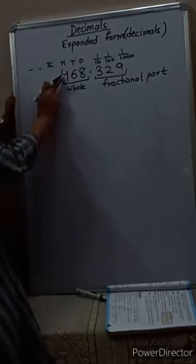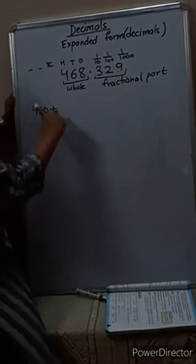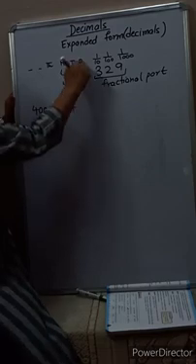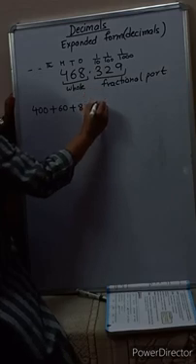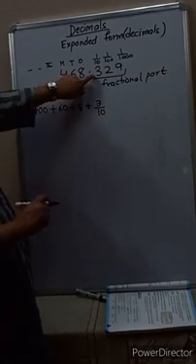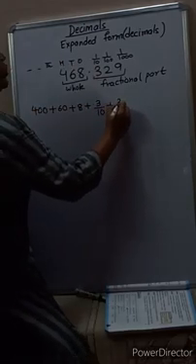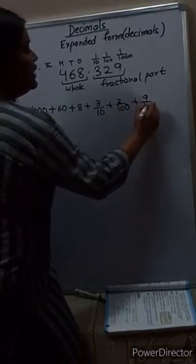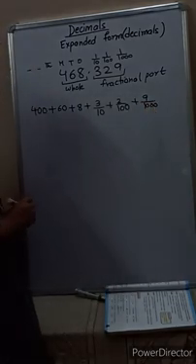So, we will write this as 400 plus 6 tens, that is 60, plus 8 ones, and now we have 3 upon 10. This is 3 tenths, 3 upon 10, plus 2 hundredths plus 9 thousandths. Followed? Let's take another example.